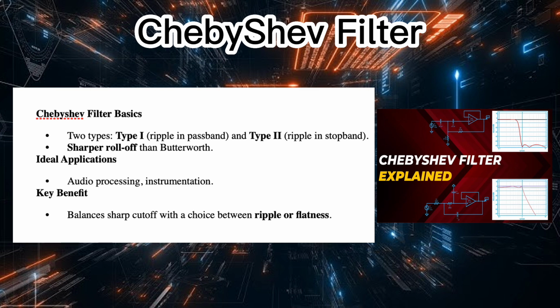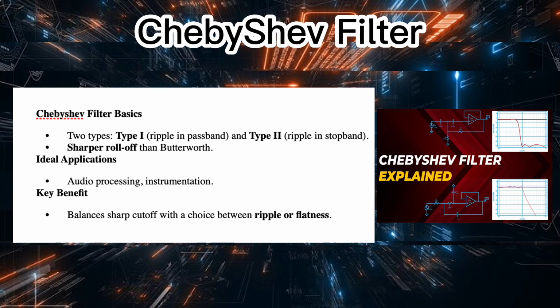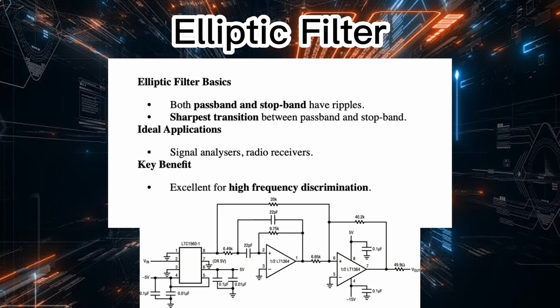The key advantage of using the Chebyshev filter is its sharper roll-off compared to the Butterworth filter of the same order, making it efficient in filtering unwanted frequencies. However, this also comes at a cost of introducing ripples, so it is best used in applications like audio processing and instrumentation. Now, let's dive into the elliptic filter, also known as the Cauer filter.